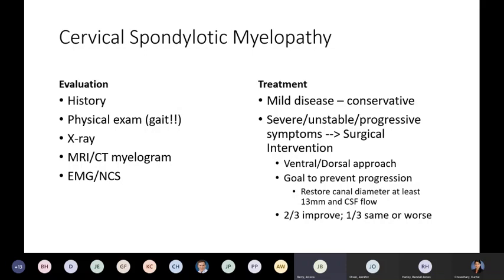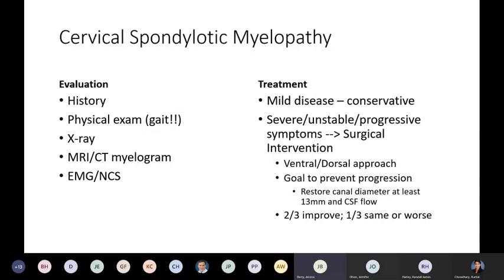Imaging, MRI is going to be the modality of choice. If they've had x-rays, you may be able to see loss of lordosis, osteophyte formation, etc. on plain films, but really getting the MRI to evaluate for areas of impingement and any compromise to the central canal is going to be the modality of choice.